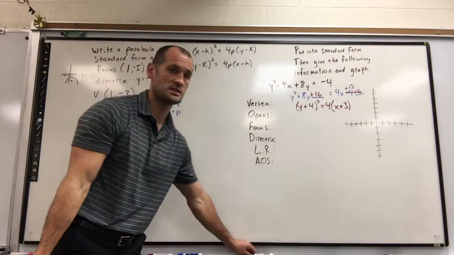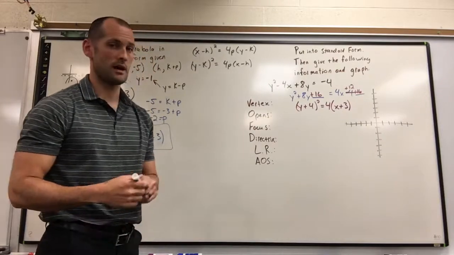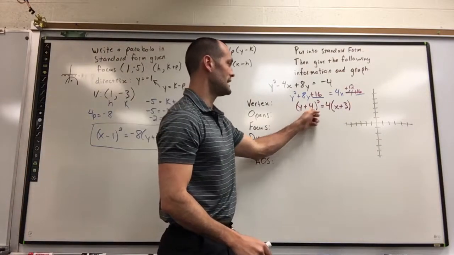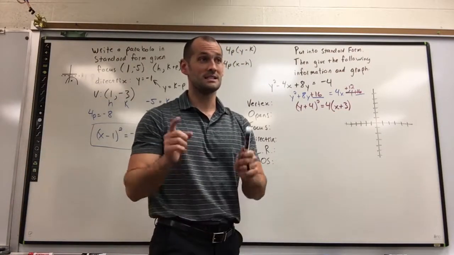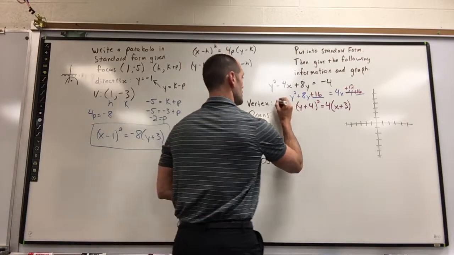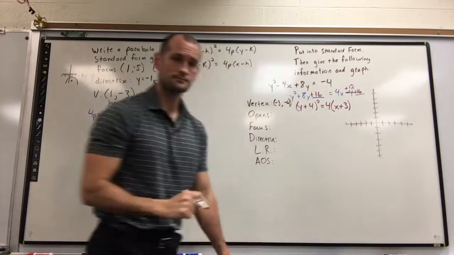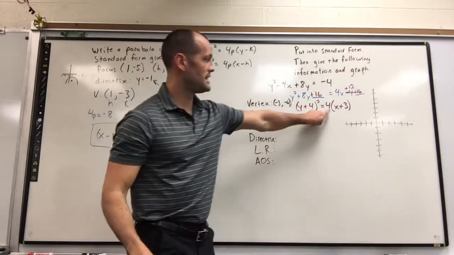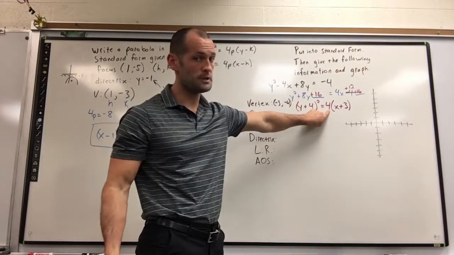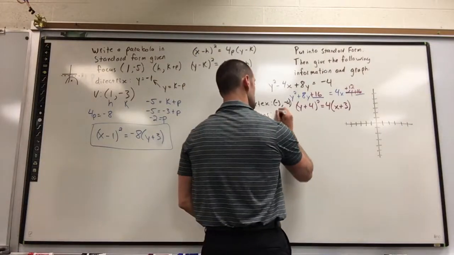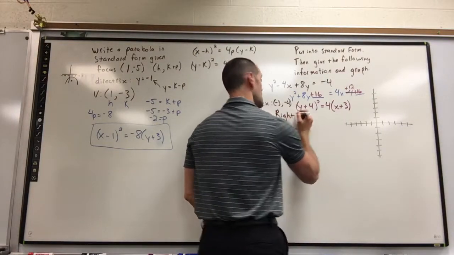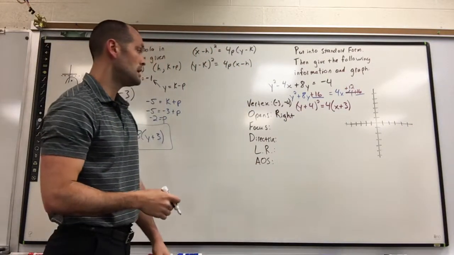Let's start pulling information out. You should know your vertex right away. Now be careful, it is not negative 4, negative 3. It's still hk, which is negative 3, negative 4. Opens, that's a positive. 4p is positive, which means it opens to the right. All of this is in your chart.